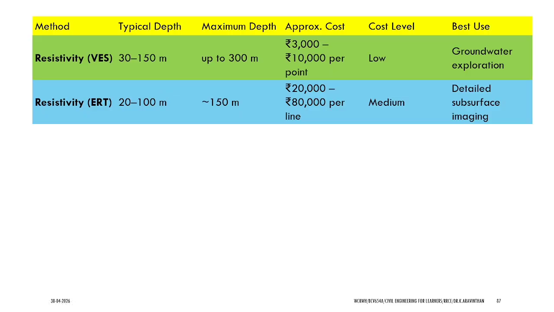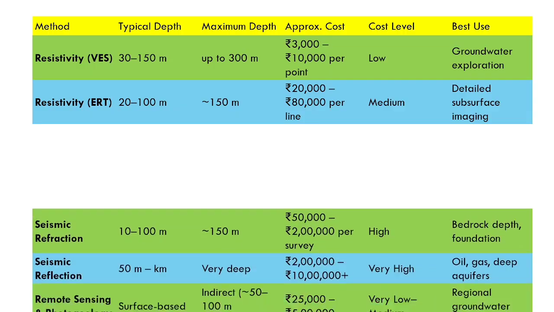Then electrical resistivity tomography. This is used for depth 20 to 100 meters and the maximum depth of 150, where you are doing 2D and 3D images. So here it takes around 20,000 to 80,000 per line. Cost level is medium. This will give you a detailed subsurface imaging. Why? Because you are getting a 3D image. You can understand how much volume of water is there.